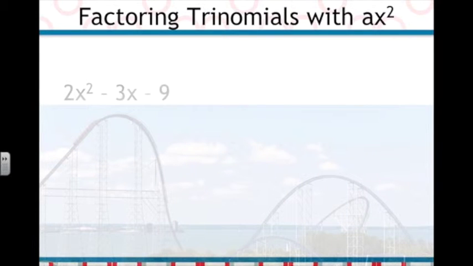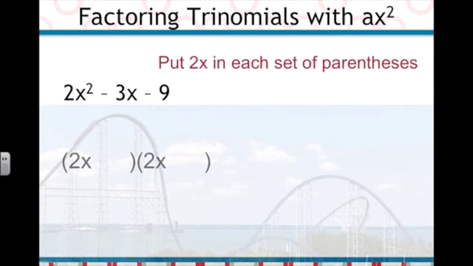When x has a coefficient, a number in front of it, we need to do a couple more steps, but the rest of the process is pretty much the same. For this example, let's consider the trinomial 2x squared minus 3x minus 9. To start, we'll put a 2x in each set of parentheses and rewrite the trinomial.